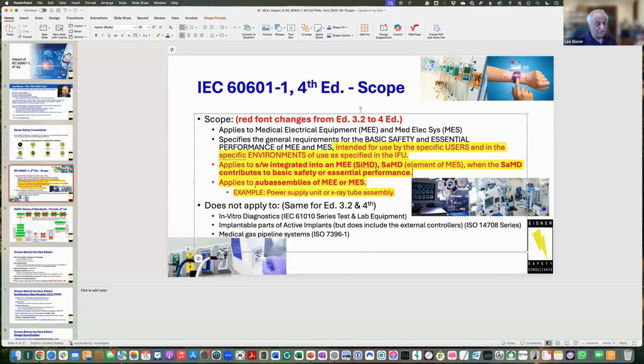Adding definitions about subassemblies, that's all new. The does not apply section has not changed at all. It's totally the same, so I'm not going to get into that.